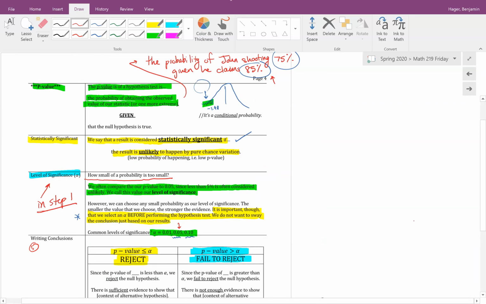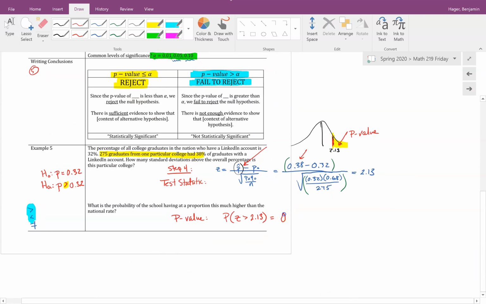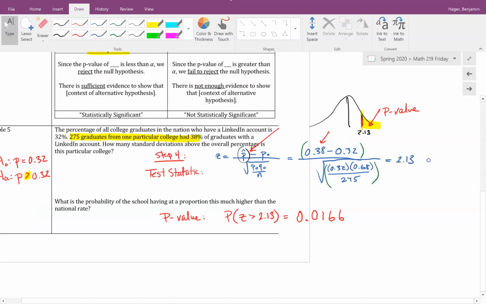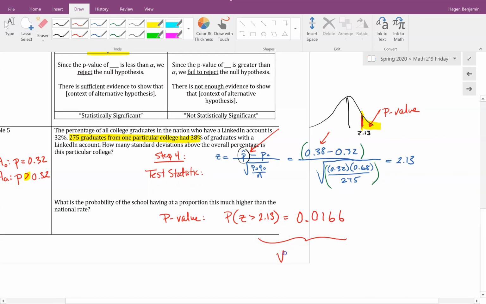Let's see. Okay, here. So here I got a p-value of 0.0166. This is very low probability. That's just over 1%. Very unlikely.